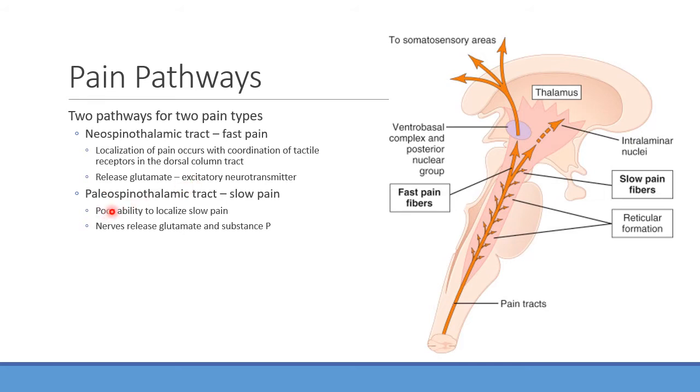The paleospinothalamic tract is more for that slow pain. This is where things like substance P are going to be really important. Anyone heard of substance P before? It's a mediator that helps to signal that slow pain. You can also find this out in the peripheral tissues as well, but it's a very important pain mediator. We'll talk about this more in pharm when we get into the actual pain-relieving medications. Substance P can be a component of that as well.